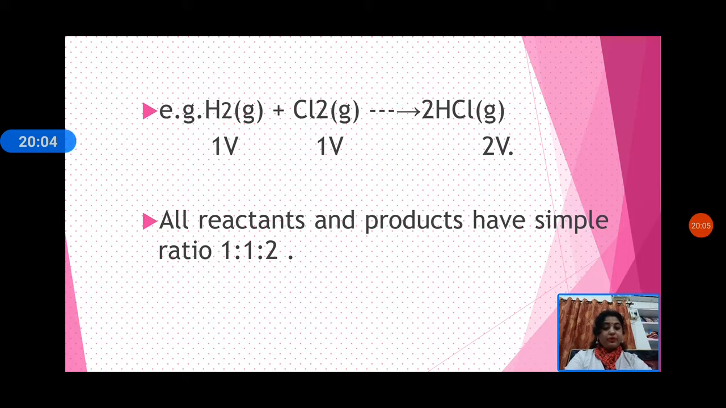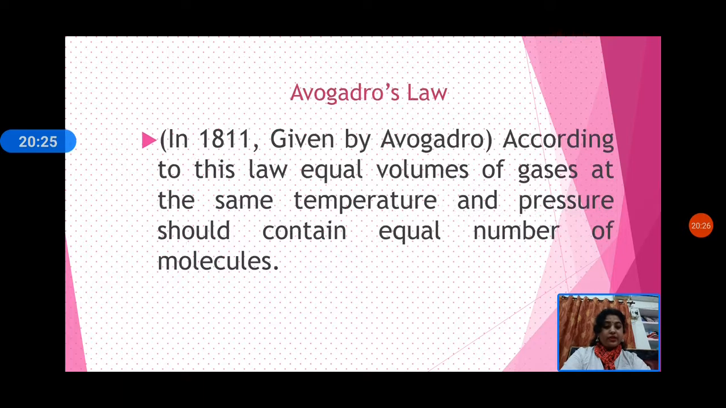See this example. When hydrogen gas combines with chlorine gas, it forms hydrogen chloride gas. And see the simple ratio. 1 volume hydrogen, 1 volume chlorine. It is forming 2 volumes hydrogen chloride gas. So 1:1:2 is the simple ratio.